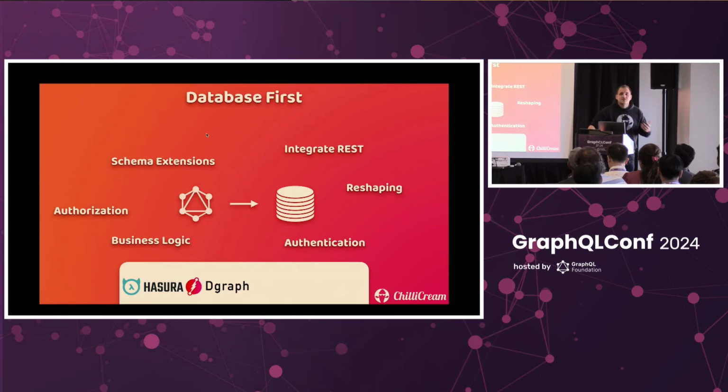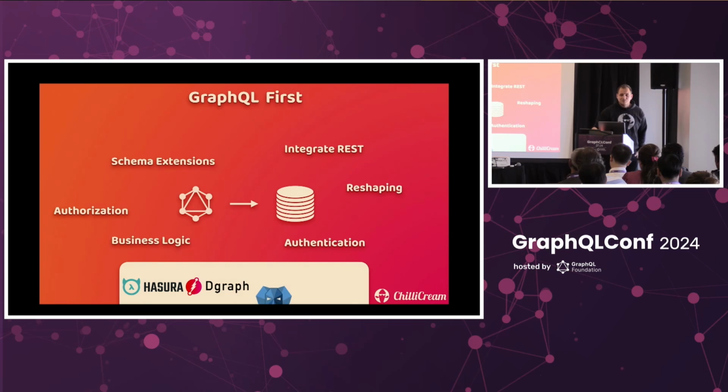GraphQL API is much more than just a database. You want to have authorization on a GraphQL API. You want to have authentication. You want to add your business logic. You want to extend it by integrating a REST API. You may want to reshape your GraphQL API. And therefore, it's much more than just a database. So it turns out that database first was always GraphQL first.